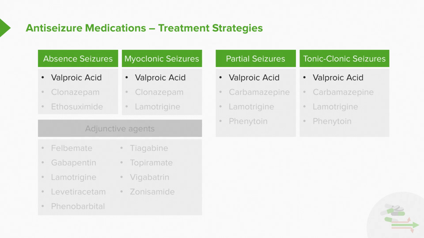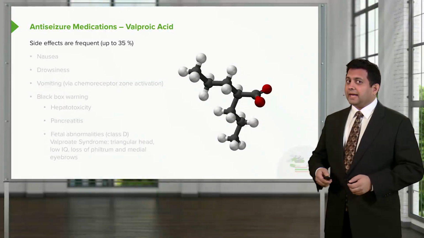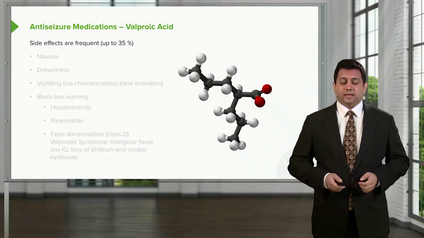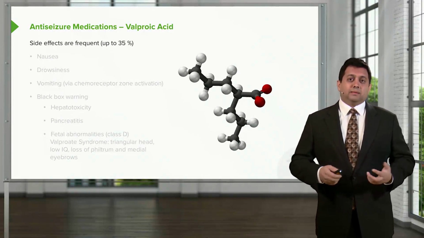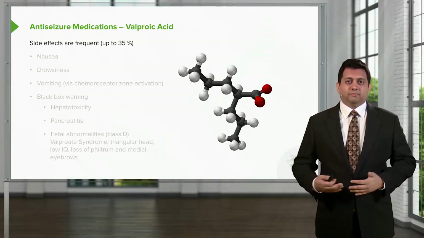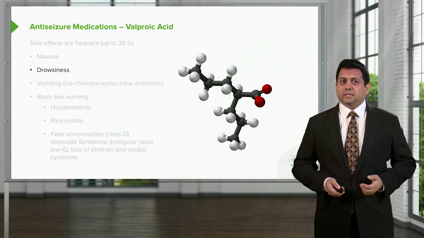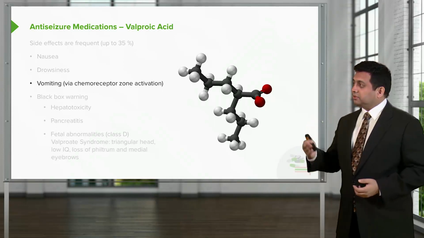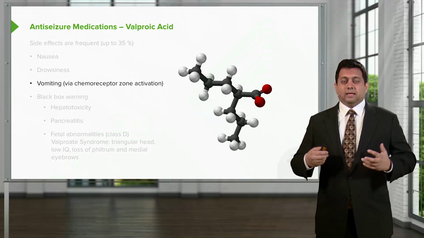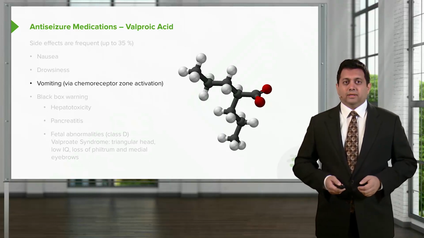So you can see that it's used in multiple different treatment strategies, right from absence seizures or myoclonic seizures to partial and tonic-clonic seizures. Valproic acid has a number of side effects, and they can be quite frequent, and in some studies we've shown up to 35% of patients experience some kind of side effect from valproate. Nausea, drowsiness, and vomiting via the chemoreceptor trigger zone activation can be experienced with patients on valproic acid.